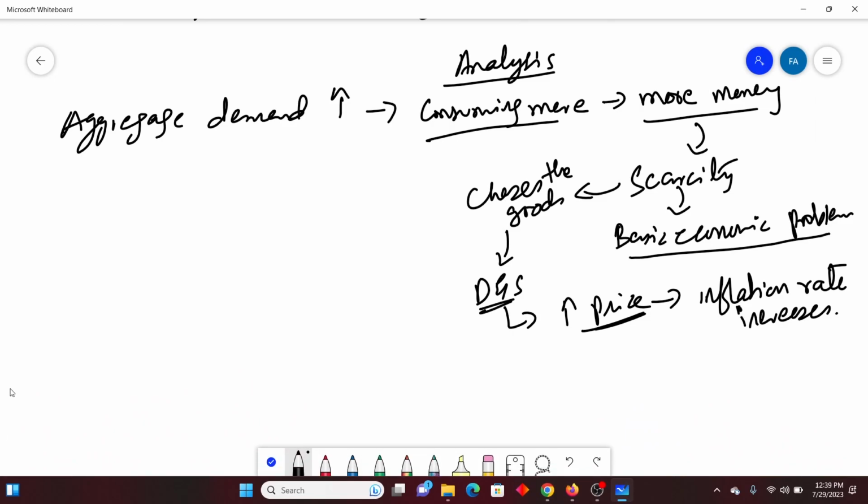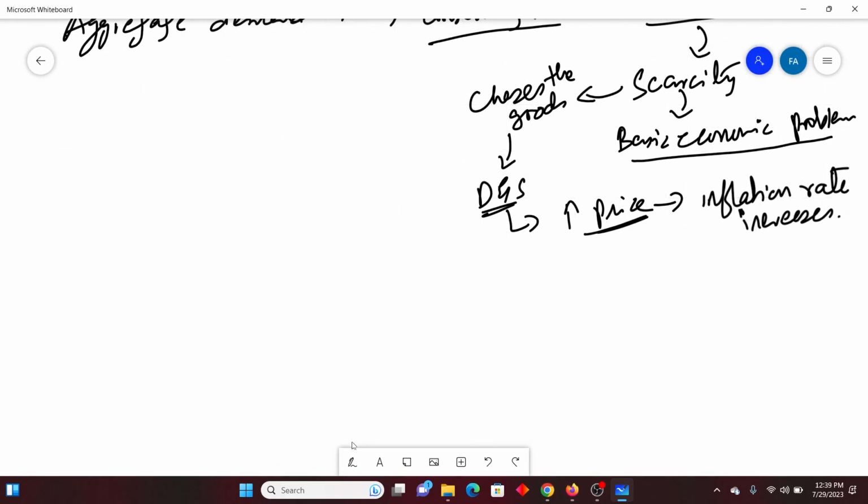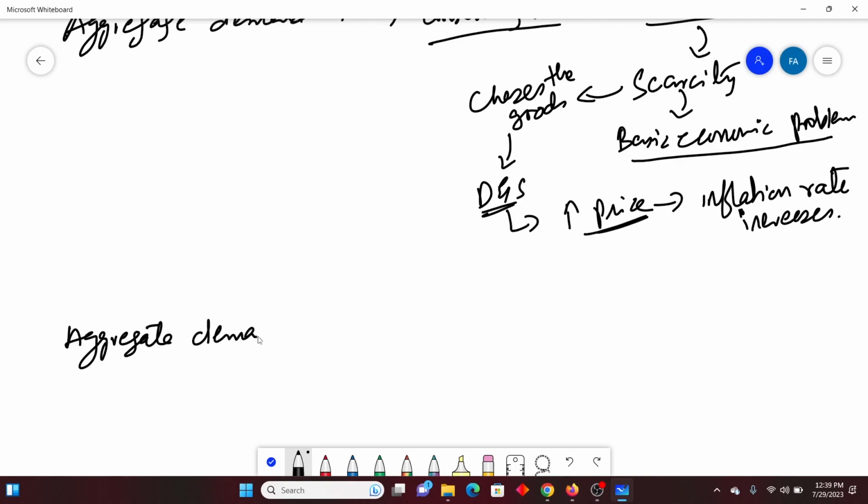So again, if the government wants to correct this, it can either use the fiscal policy, or it can use monetary policy, or it can use both policies at the same time. Every year, the fiscal policy and the monetary policy are announced by the governments. It all depends on the country's policies, the constitution, and other things. So, if aggregate demand is too high and the government wants to correct inflation, aggregate demand needs to be reduced. And when we say that aggregate demand needs to be reduced, we use the word contractionary monetary policy.